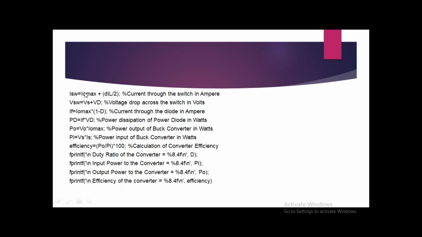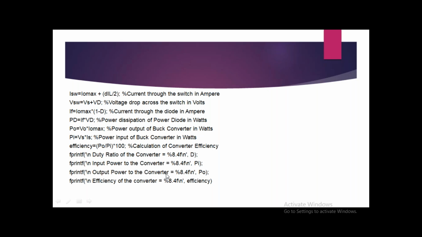After that, we have found the current through the switch in amperes and the voltage across the switch in volts, which are ISW and VSW respectively. And after that, we have found the current through the diode in amperes. And finally, we have found the power dissipation of the diode, PD. And lastly, we have calculated the output power P0 and the input power Pi. And the last thing we have done is calculate the efficiency, by the formula output power by input power into 100. And after that, we have printed the output.